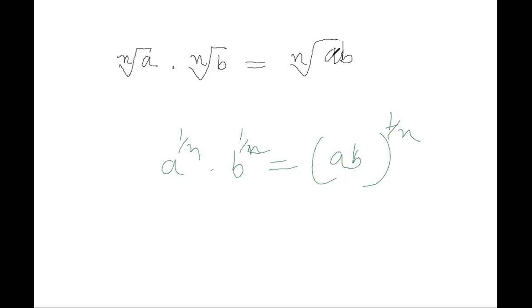Write the black one. Why did it come? You have seen that. So what is the formula? The formula is this: nth root a into nth root b is equal to nth root ab. That means the inside numbers get multiplied if they are like numbers.